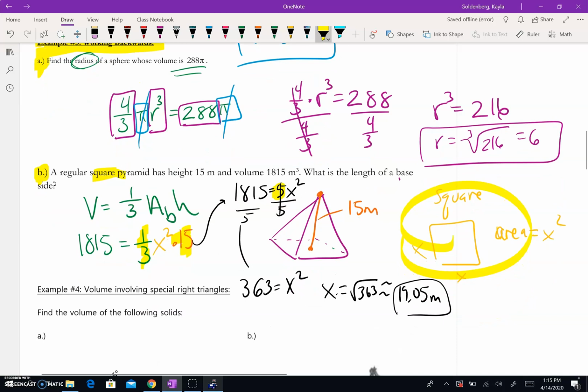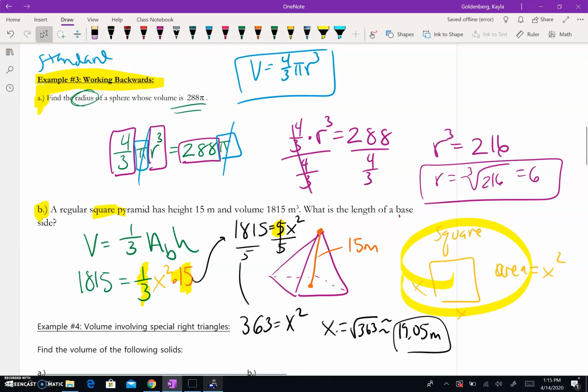The other problems in here are just extra practice if you would like. You are not required to do anything past here though.